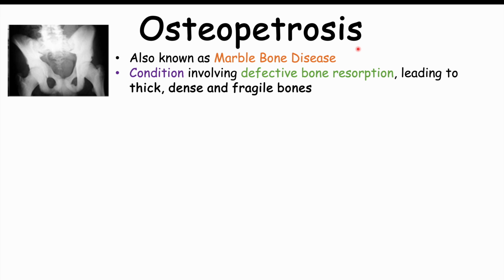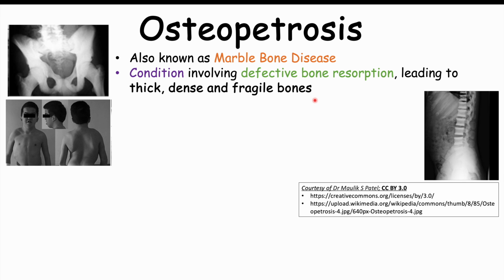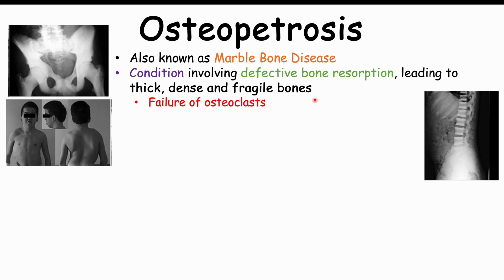More specifically though, it's a condition involving defective bone resorption leading to thick, dense, and fragile bones. This defective bone resorption is caused by a failure of osteoclasts, and osteoclasts are the cells that clear bone. We'll discuss this in more detail when we discuss the pathophysiology in the next slide.